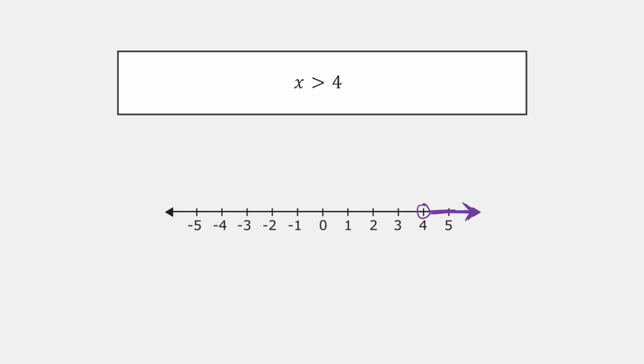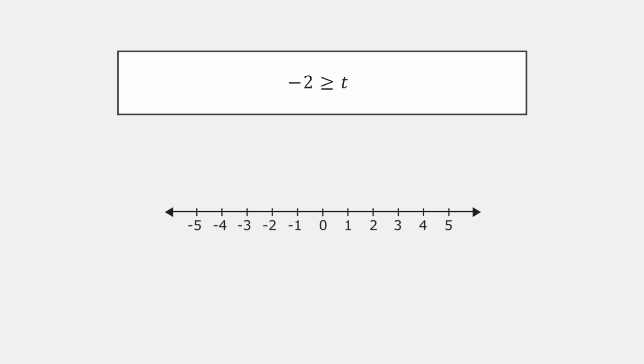If you wanted to try 0, 0 is always a good number to try. If you plugged in 0 for x, you would get 0 is greater than 4. But 0 is not greater than 4, so you actually wouldn't shade to the left. So you can pick any number on your number line to plug in. If it's true, you want to shade towards that number. If it's false, you want to shade the opposite direction of that number.